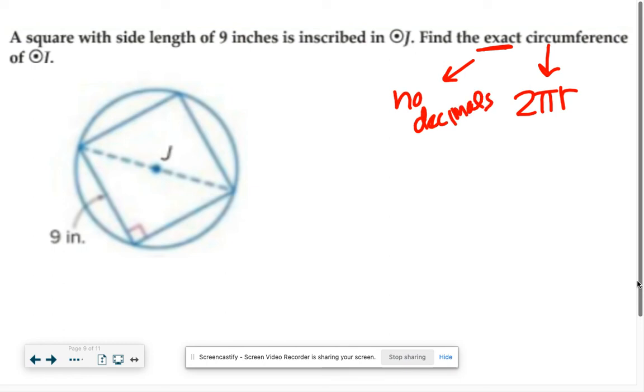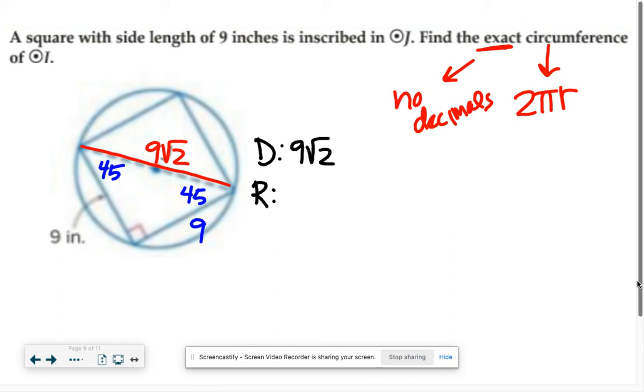No decimals. Okay. So we have a square, so we know that these angles here are 45. So what's nice, we have a 45, 45, 90 triangle. So I know this side right here would be 9. And then our hypotenuse. So to go from your leg to your hypotenuse, it's just 9 root 2. If you forgot your shortcut, you could have done Pythagorean theorem, but it's nice that we can rely on those shortcuts because it makes our life easier. Okay, so now if my diameter is 9 root 2, our radius would be half that, so 4.5 root 2.